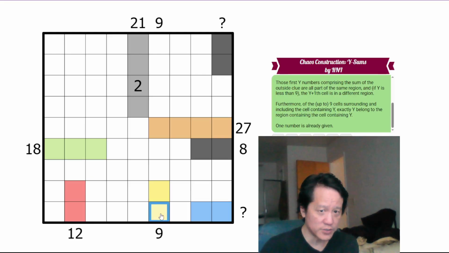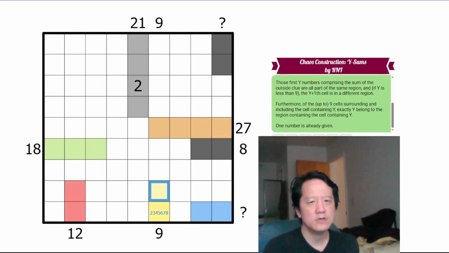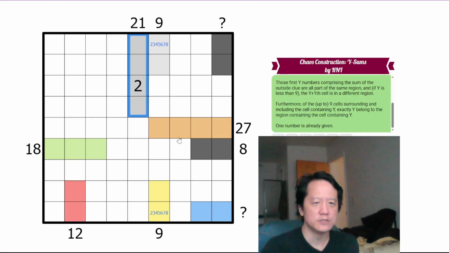That's actually very interesting. So we have 2 through 8 here. This must also be 2 through 8. We also know that these two are the same region. But the thing is, we don't know which of these regions are the same as each other. There could be certainly some that are. This is 2 through 7 here.